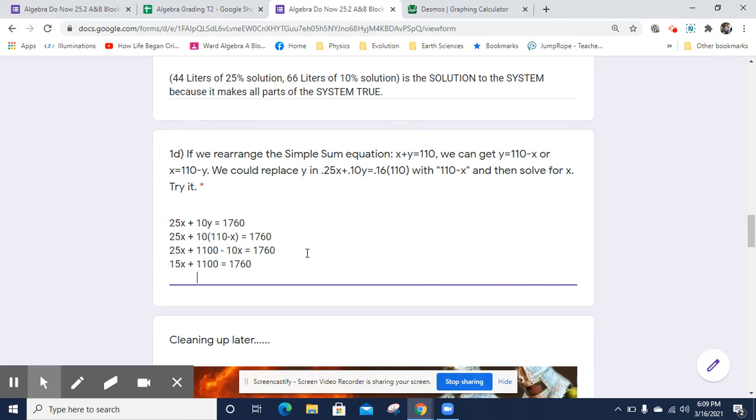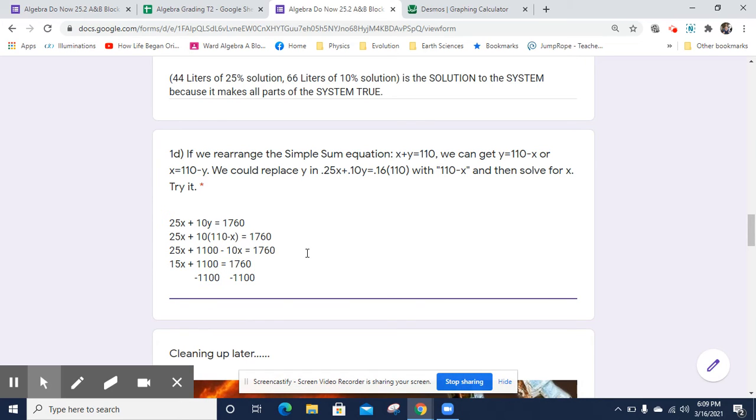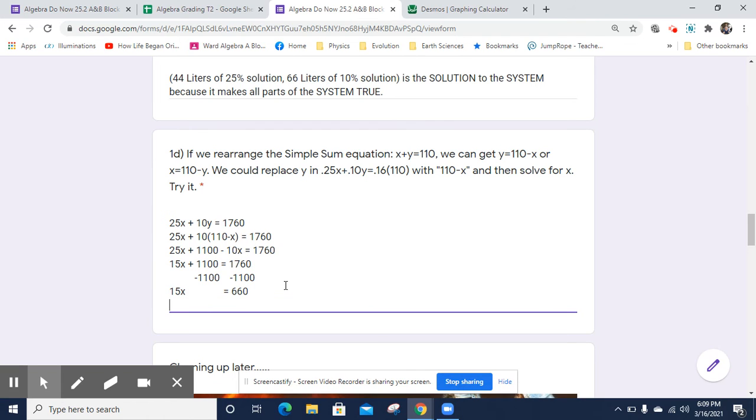I'm going to subtract 1,100 from both sides, and then I'm going to end up with 15x equals, well, let's see, 1,760 minus 1,100 is going to be 660. You confirm that: 0 minus 0 is 0, 6 minus 0, and 17 minus 11 is going to be 6. So 15x equals 660.